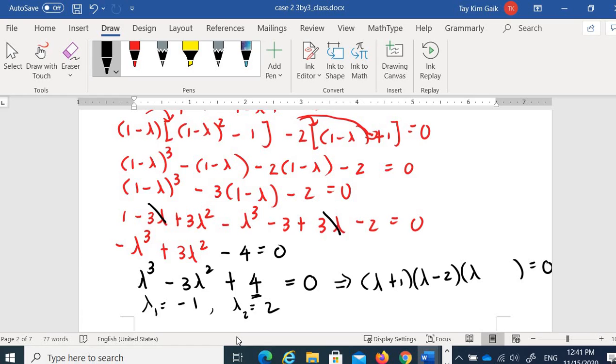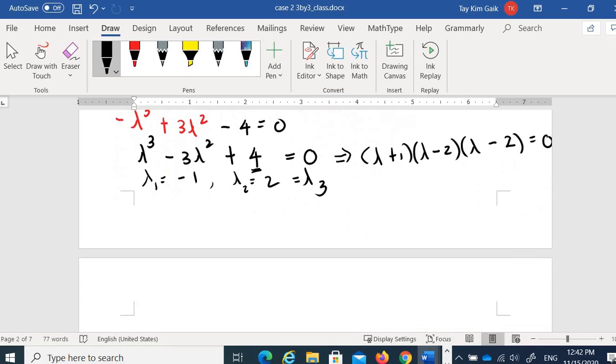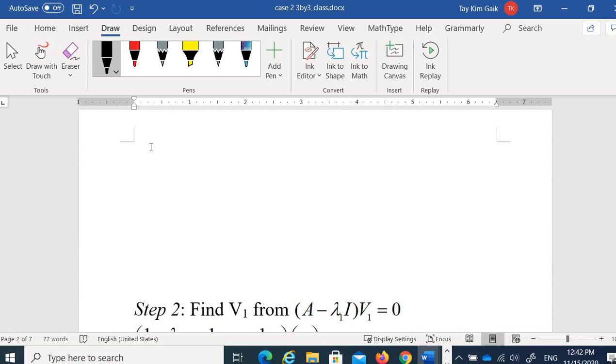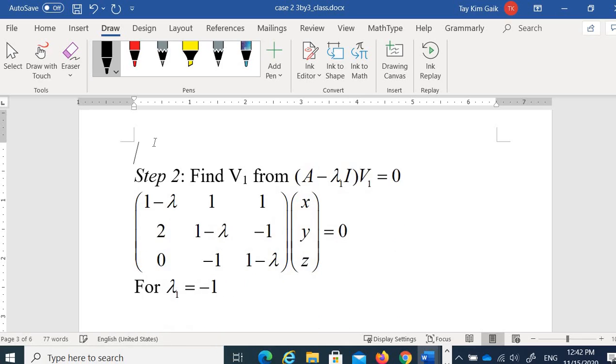You want to get the constant 4, hence 1 times negative 2 is negative 2, hence you should have negative 2, because negative 2 times negative 2 is positive 4 times 1, you get positive 4. So the repeated roots will be lambda 2 equal to 2, and then equal to lambda 3. Okay, then we will find, as the second step, the first eigenvector, which is v1.